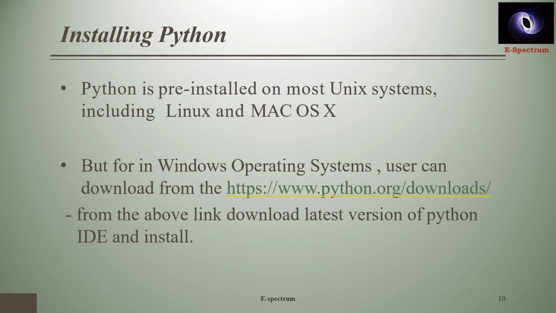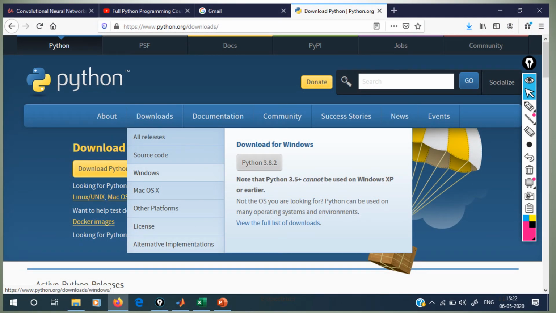Basically, Python comes pre-installed on most Unix systems, including Linux and Mac OS systems. But if we want to use it on the Windows operating system, we have to download it from the official website, www.python.org/downloads. From this link, I should download the latest version of Python. Open this website. It will look like this.